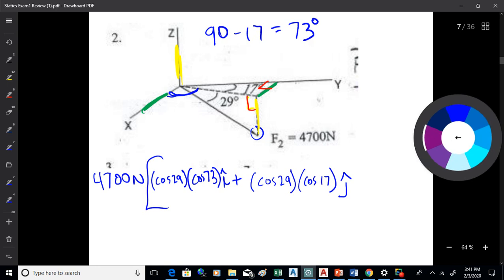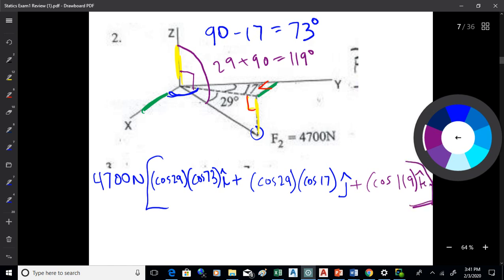Now the last one is up to the z-axis. 90 degrees is the angle between the z-axis and any angle in the xy plane. We're going to go that 90 and then 29 degrees more below that. So that'll be cosine of 29 plus 90, so 119 degrees. And that'll be the K. So there's that vector right there.